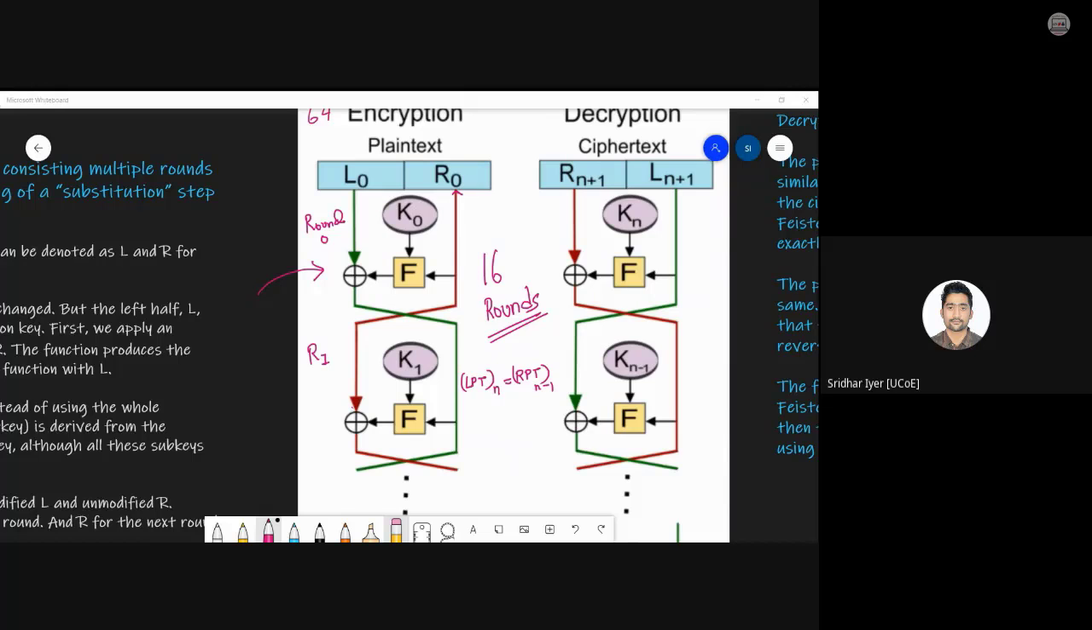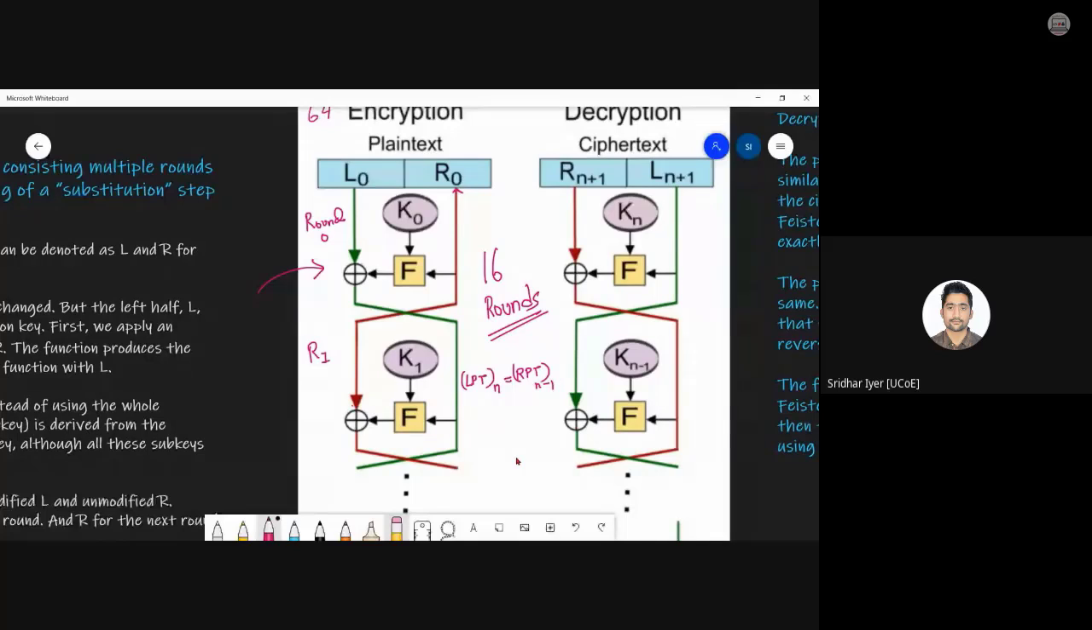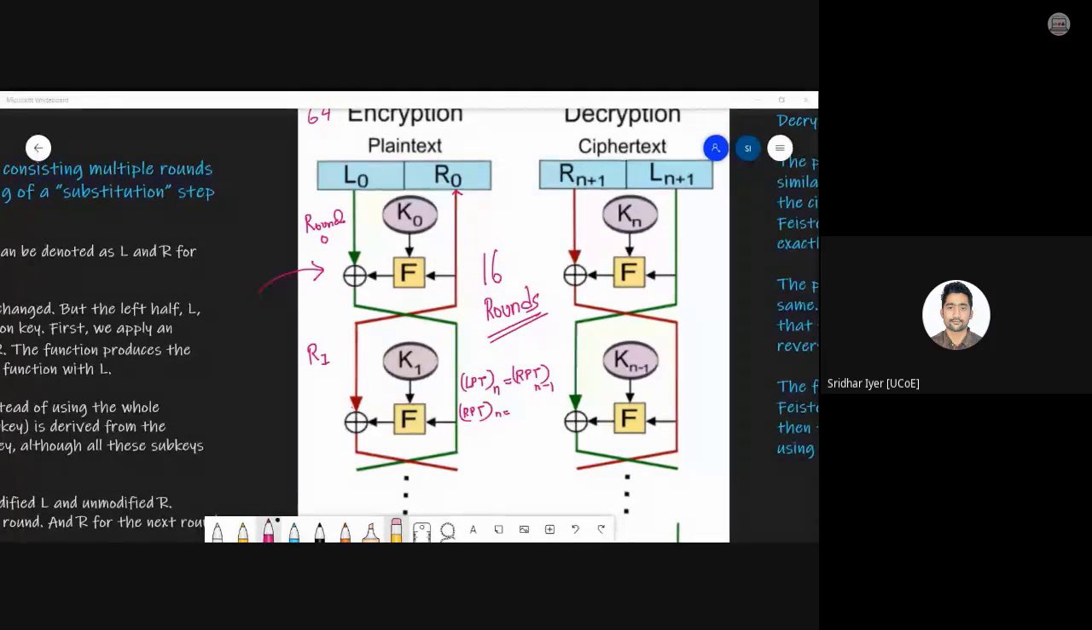Clear? In the same way, RPT of n, what will that be? Come on, now I am expecting answers from your side. What will be the RPT of round n? Check the diagram first. Check the diagram again.